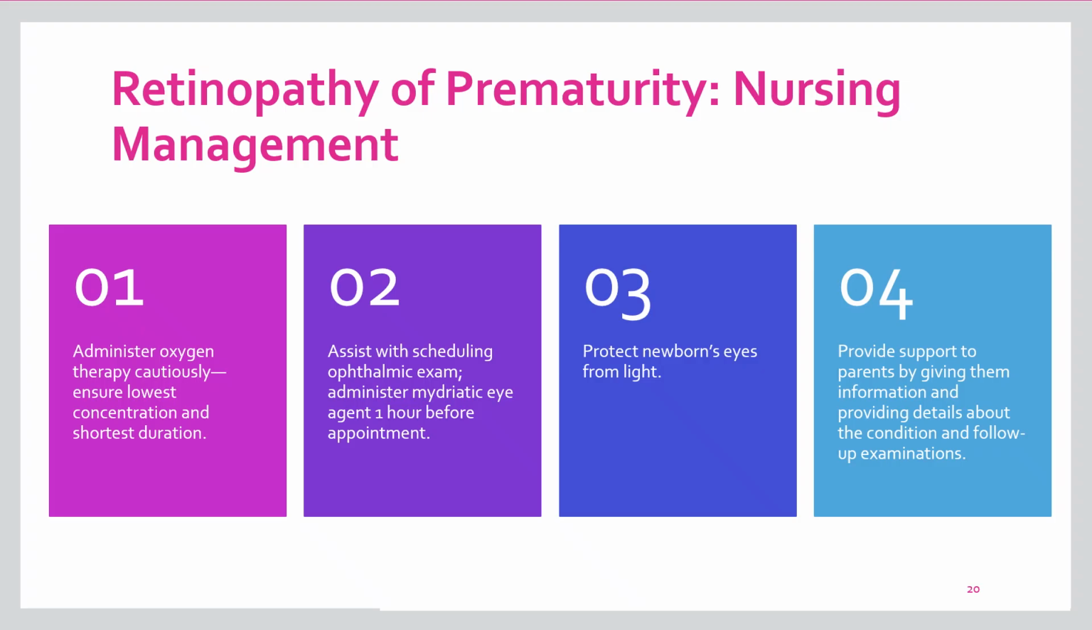So what is the nursing management here? First one is administer oxygen therapy cautiously, ensuring lowest concentration and shortest duration. Don't give them high concentration, give them the lowest concentration. Assist with the ophthalmic exam. So administer mydriatic eye agent 1 hour before the appointment. You know what a mydriatic eye agent is. That is the one we give to dilate the pupil during the ophthalmic exam, so it's easily visible inside the eye, to see the retina.